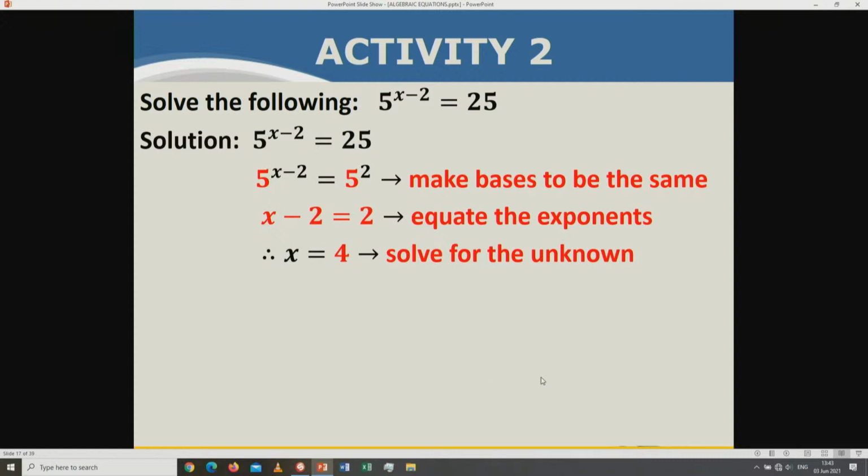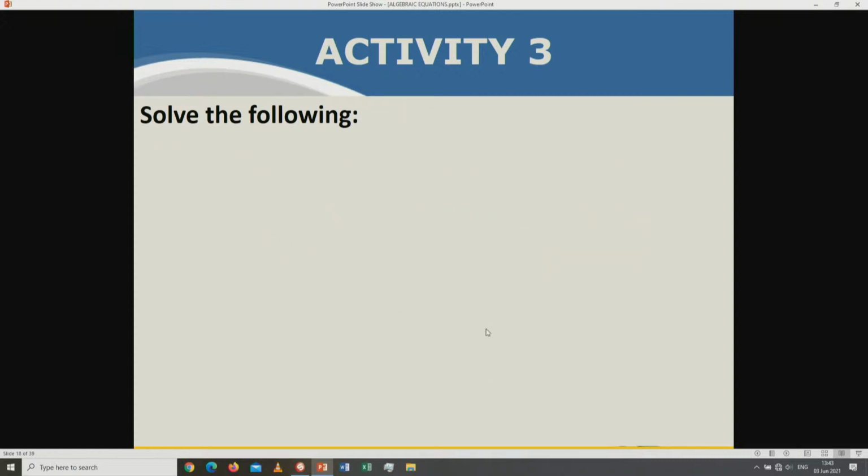Right, and then going to the next activity. This one is where we have to make the exponents the same. In this activity, we realize that x is already raised to 3 and 2 is raised to exponent 3. So we don't have any problem of changing to the same exponents. Already they are on the same exponent.